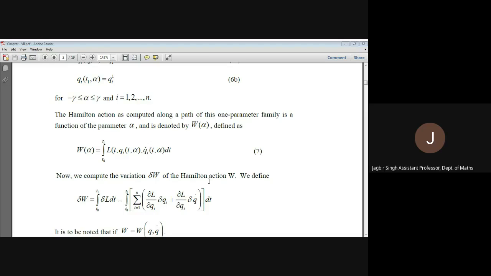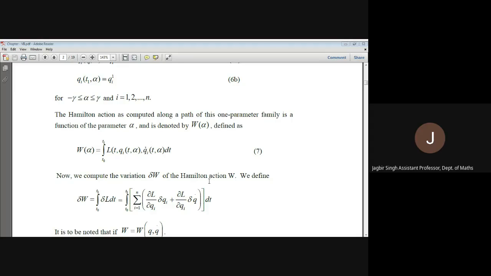And now variation of L, what will it be? T is a fixed quantity. Now L is a function of t, Qi and Qi dots, in which t is a fixed quantity. So to find out the variation with respect to alpha, what are we to do? We will find the variation of L with respect to Qi and then variation of Qi with respect to alpha, plus variation of L with respect to Qi dot and then variation of Qi dot with respect to alpha, dt.